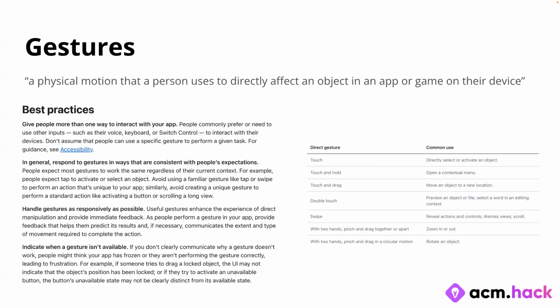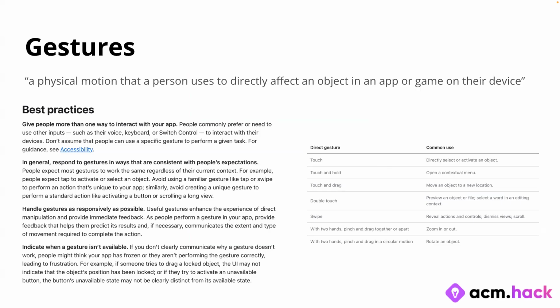If you're interested, you can take a deeper read. I've attached a screenshot of a little summary. The link to their article is in the slides as well. And then they also have this table of the common gestures that exist and also the common uses for the gestures. So for example, if you touch, usually that's what people correlate with directly selecting or activating an object.